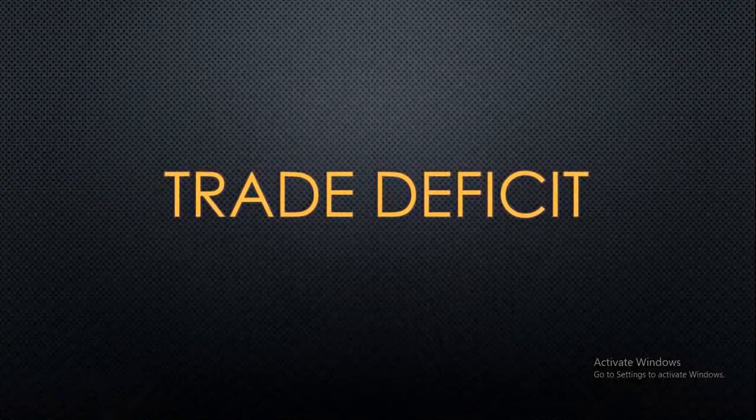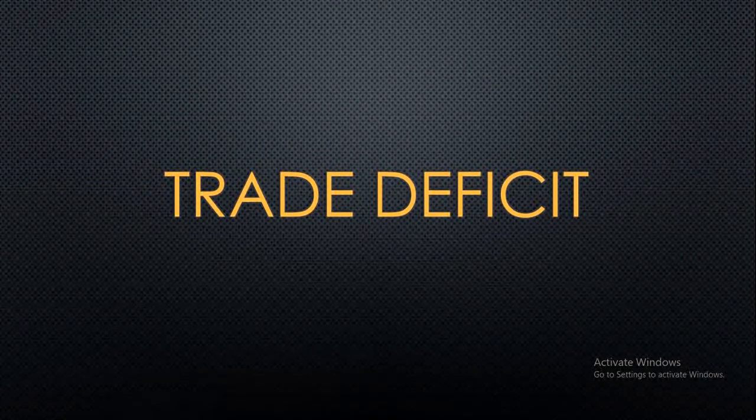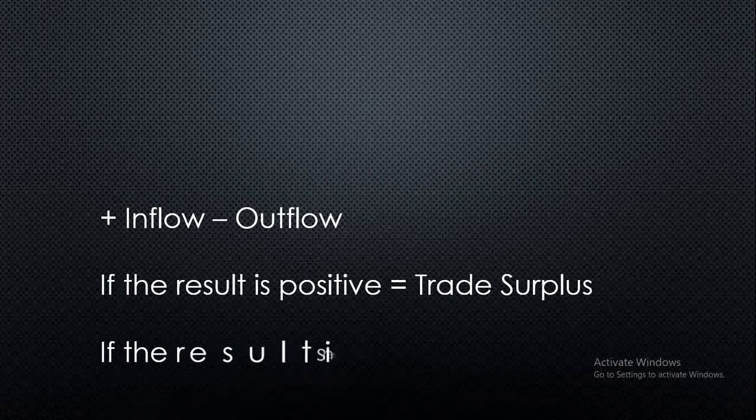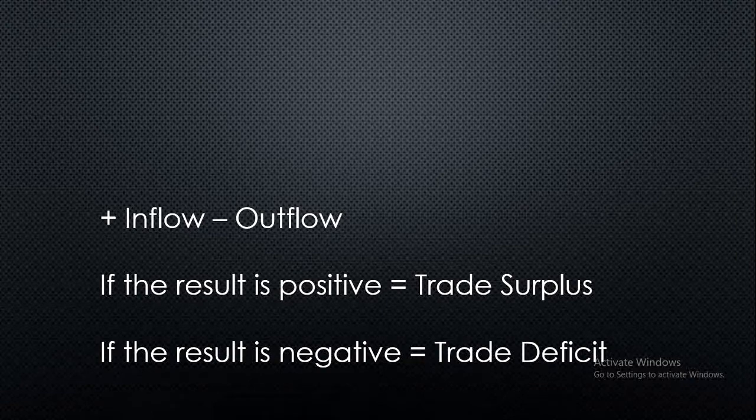Today we'll cover trade deficit. So let's start. You can see on your screen: inflow minus outflow. If the result is positive, that's a trade surplus. If the result comes out negative, that's a trade deficit. So let's first know what inflow is and what outflow is.